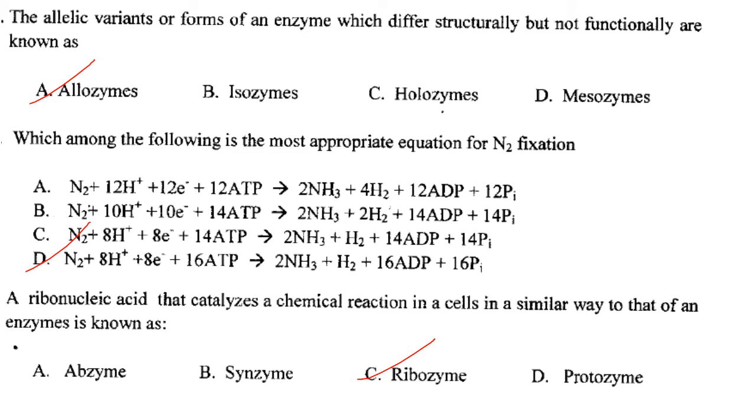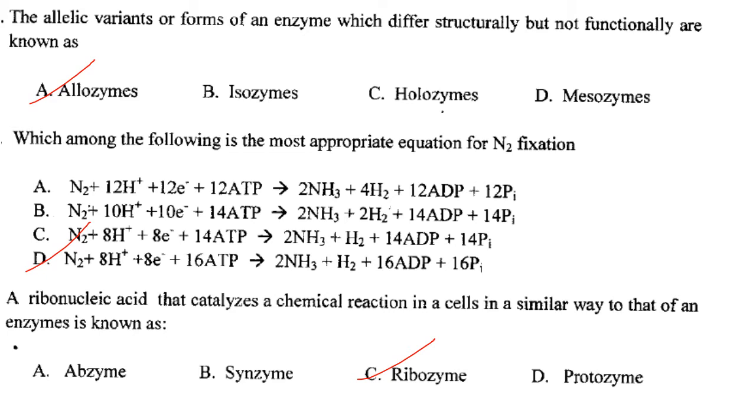Now, which among the following is the most appropriate equation for nitrogen fixation? It is a repeated question. So, answer is N2 plus 8H plus 8 electrons plus 16 ATP giving 2 NH3 plus H2 plus 16 ADP plus 16 Pi. So, answer is option D.